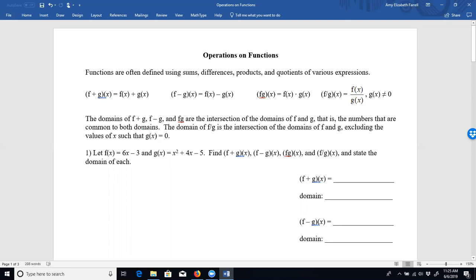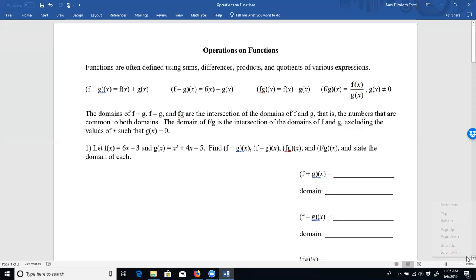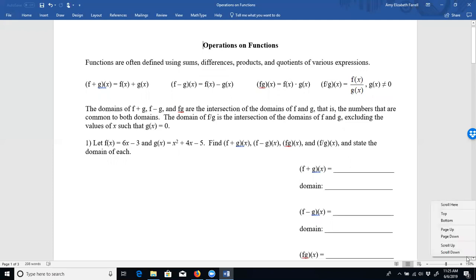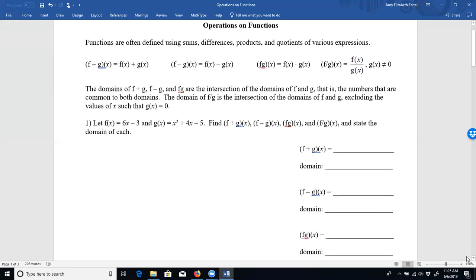You can read up here, the domains of f plus g, f minus g, and f times g are the intersections of the domains of f and g. That is the numbers that are common to both. And then f divided by g, it's special. It's the intersection of the domains of f and g, but also excluding the values of x such that g of x equals 0. So we'll talk about what that means when we get to that here.